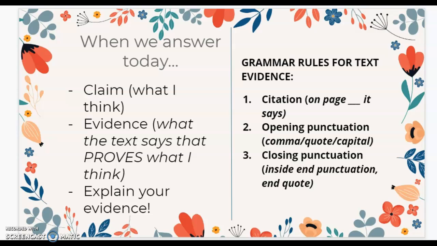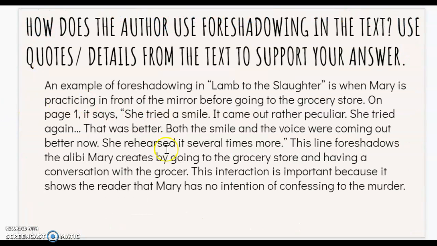So, a quick recap of our previous knowledge. When we answer today's question, we must have a claim, evidence that proves our claim, and we must explain our evidence with our own thinking. So today's question: how does the author use foreshadowing in the text? Use quotes and details from the text to support your answer.